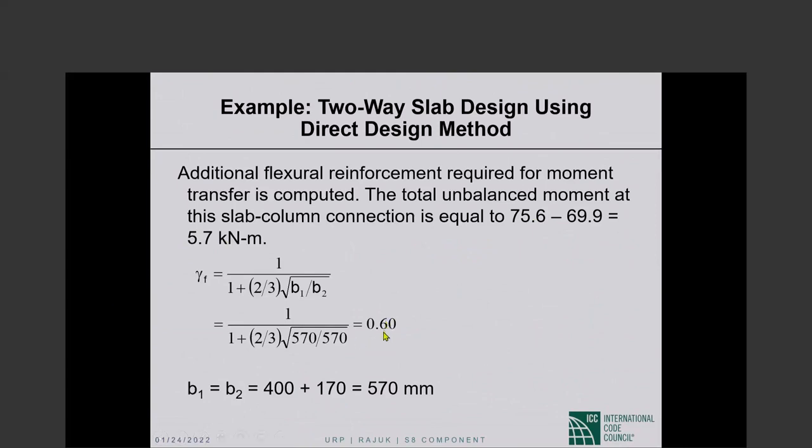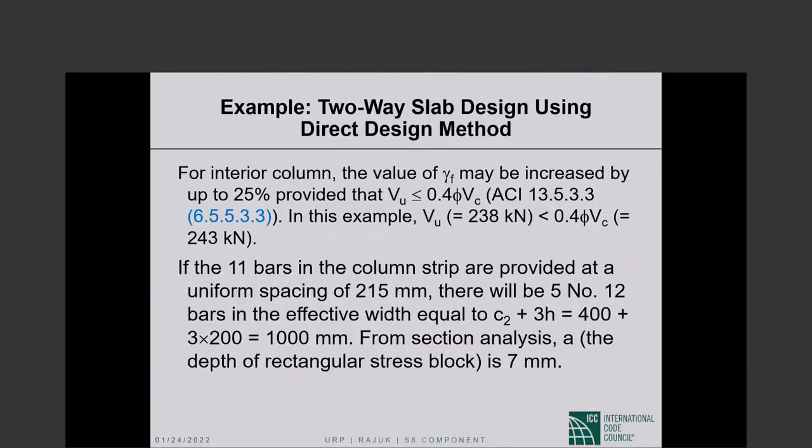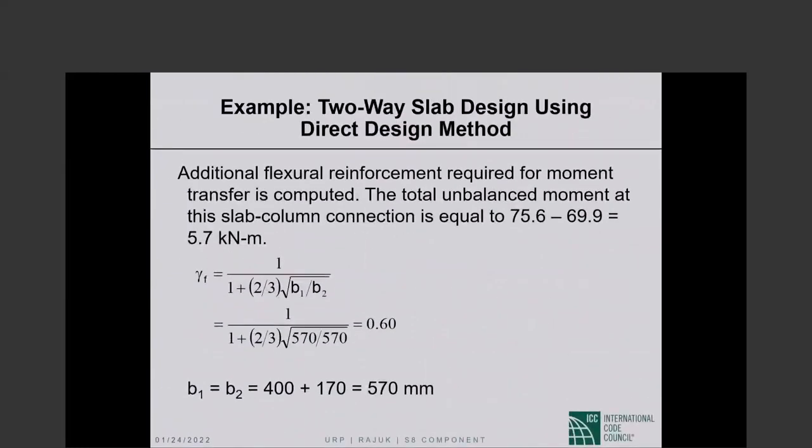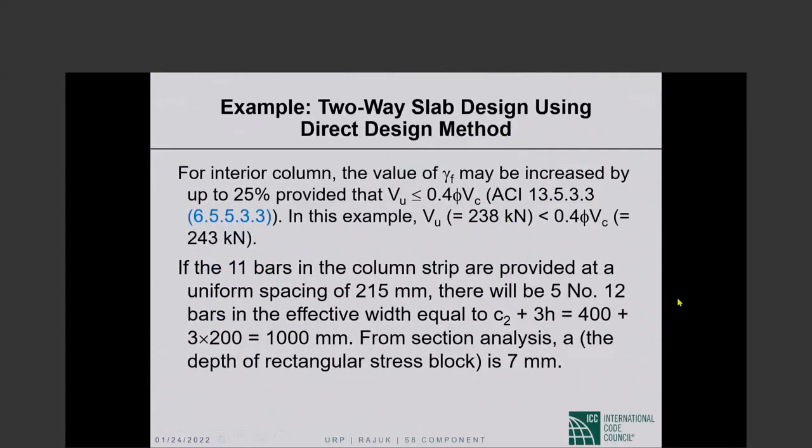60% will go by flexure because this is a square column interior section, and 40% by shear. Okay. Now for this 5.7 kilonewton meters of unbalanced moment, nobody in his right mind would do this, but I wanted to show you this flexibility. When you are doing earthquake design or wind design, you will have huge unbalanced moment at an interior support, and then this comes in very handy.